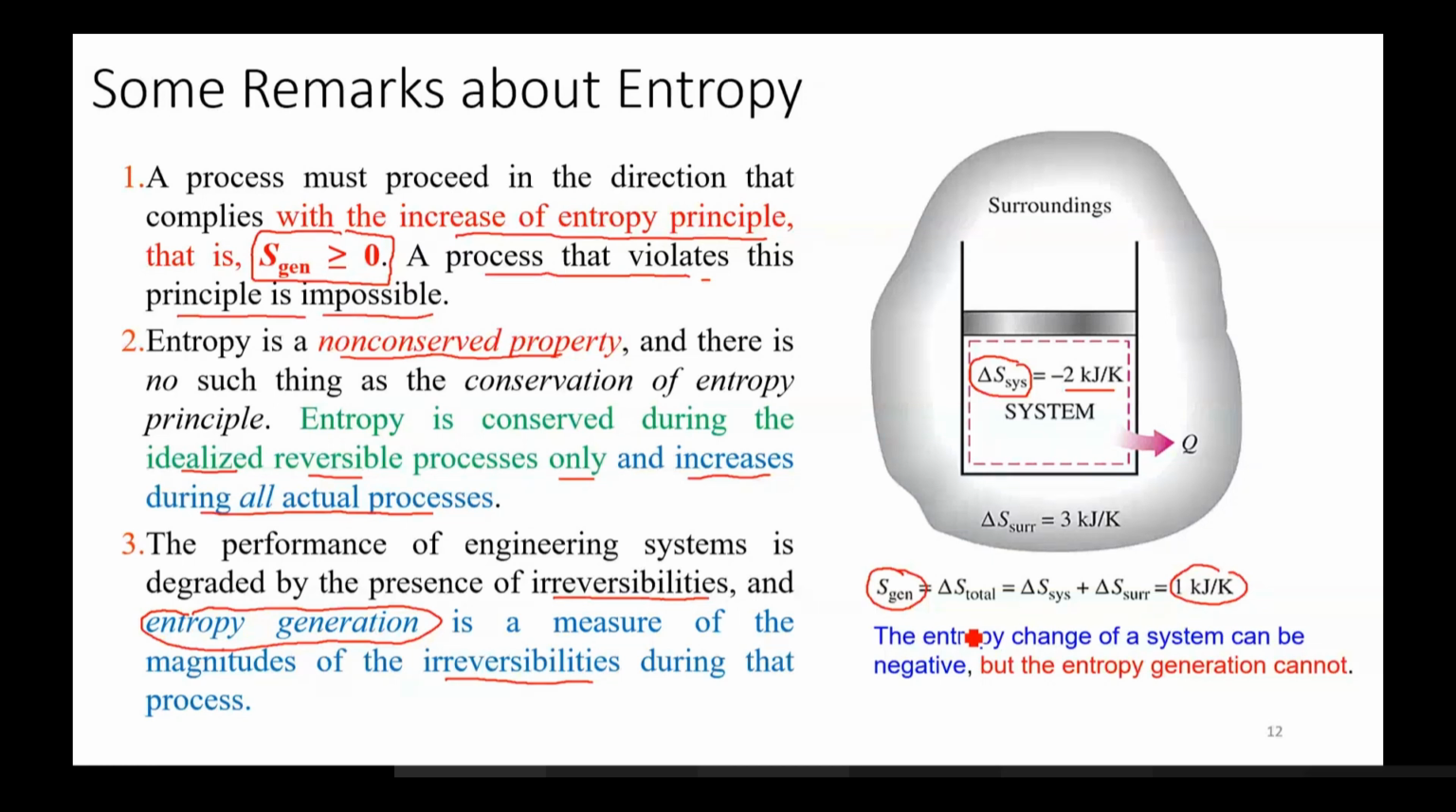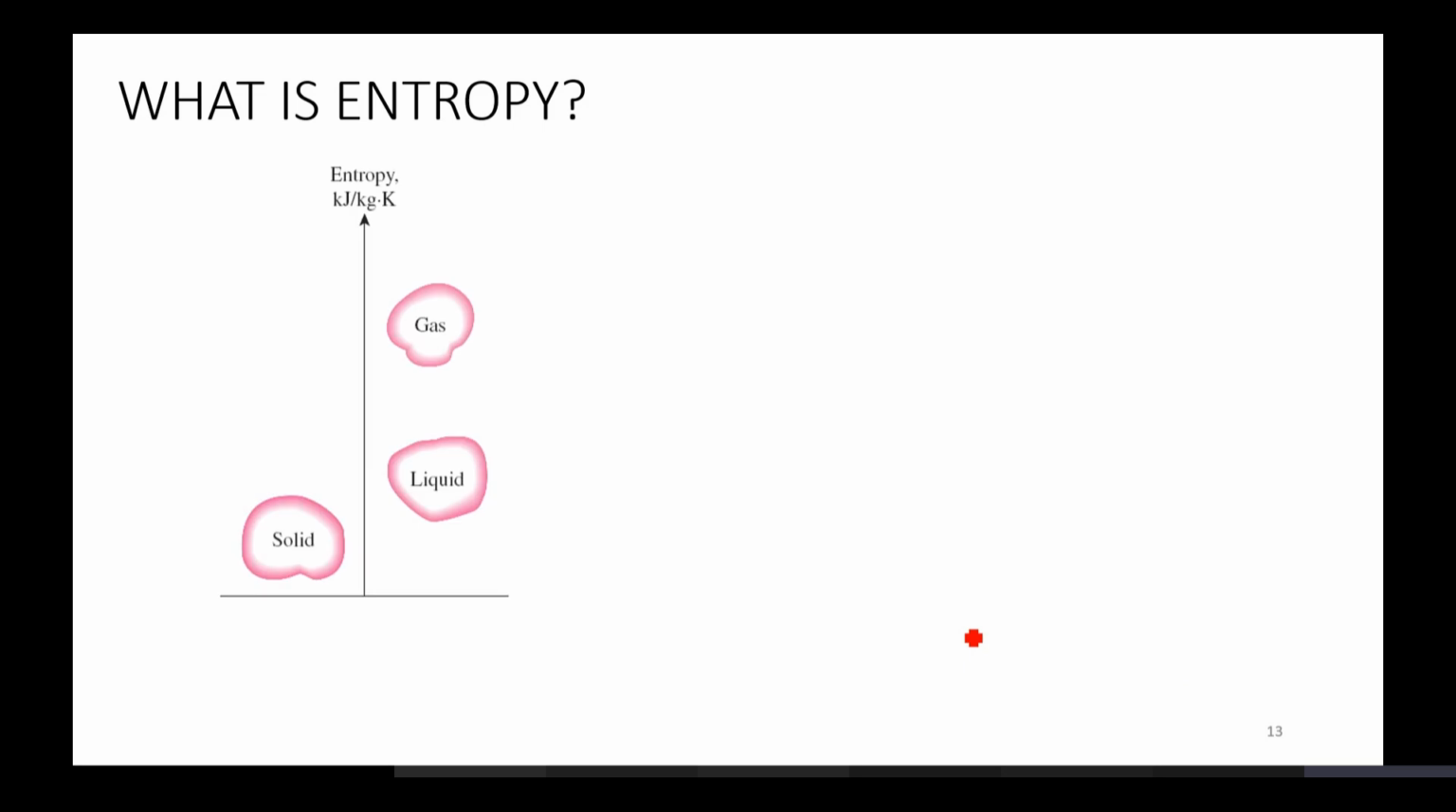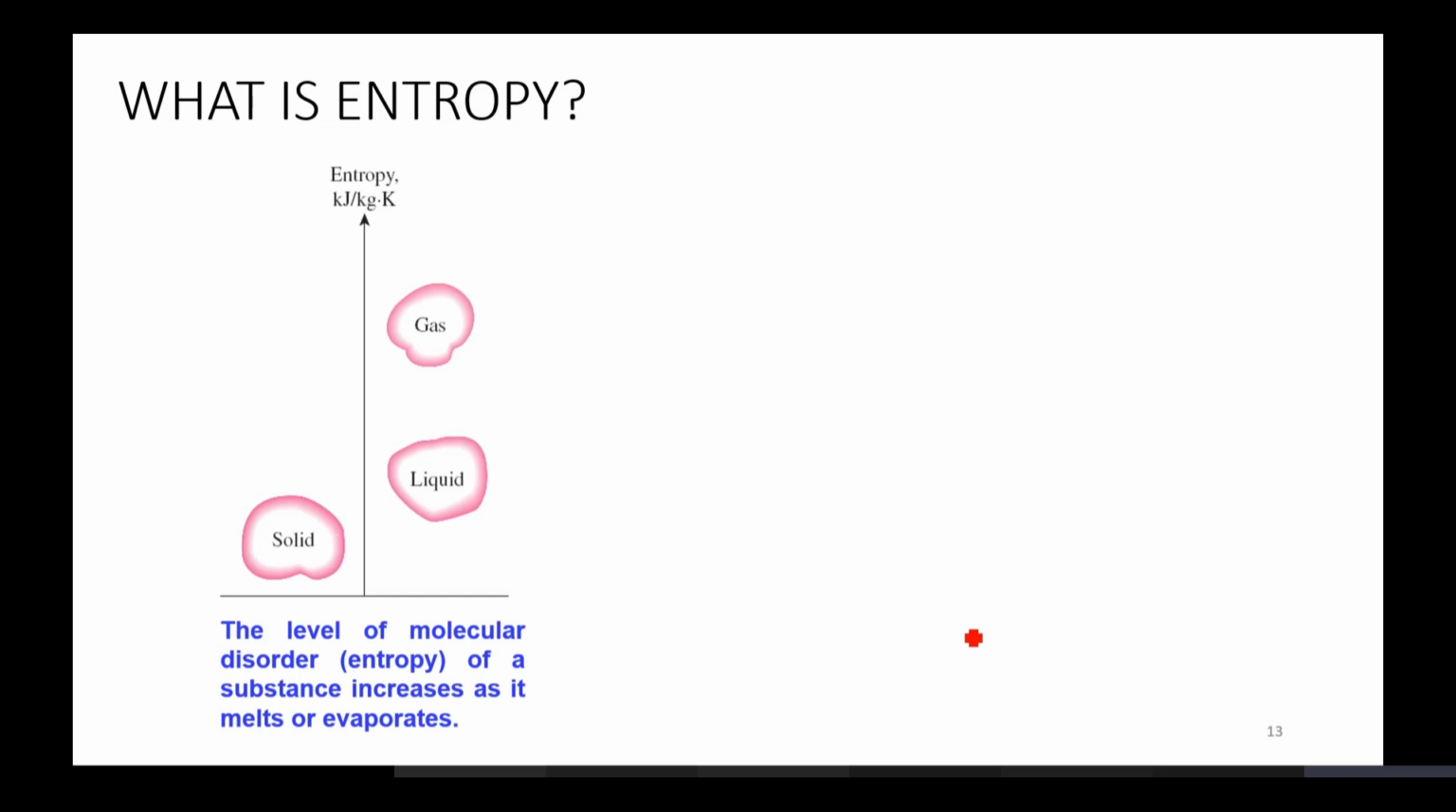Moving on, some concepts about what is entropy. It is basically defined as the randomness of a system, or the molecular disorder of a substance. That means if I move from solid to liquid to gas, the molecular disorder is increasing. And that's why the entropy of your phase is essentially increasing.